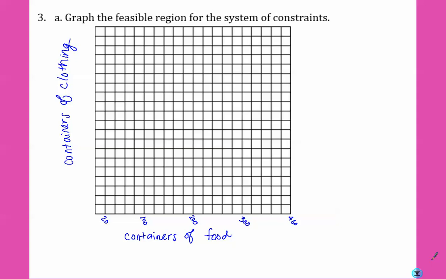All right, vertically, the clothing side, I would count by 50s because that would put it up to 1,000. So 100's only 2 boxes this time.